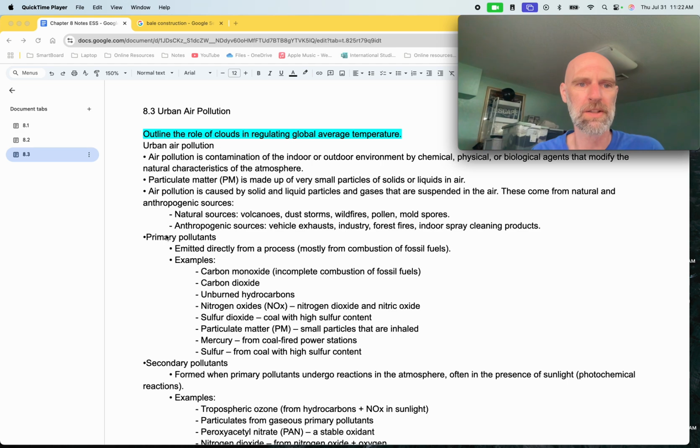All right. So cleaning products. Primary pollutants down here are those emitted directly from a process, mostly from combustion of fossil fuels. So examples are carbon monoxide and incomplete combustion of fossil fuels. They're doing quite a bit better with these. I will give the auto industry this, because the whole idea of how do you get more power while using less fuel is that you burn and use the fuel completely. So they're doing a better job of this.